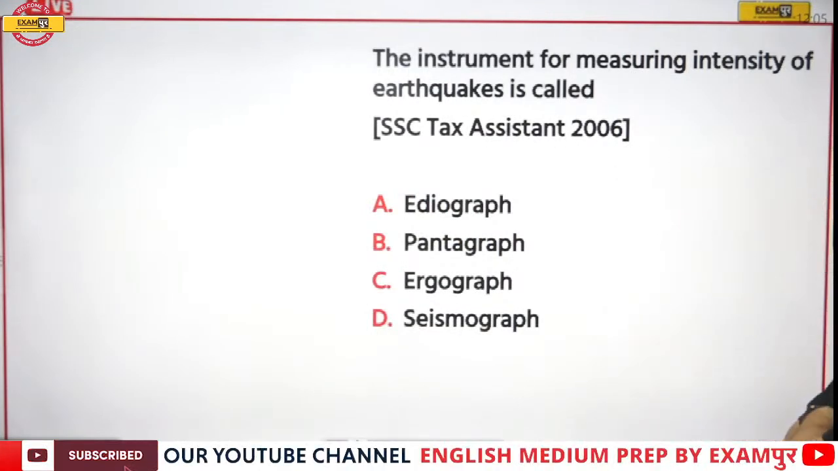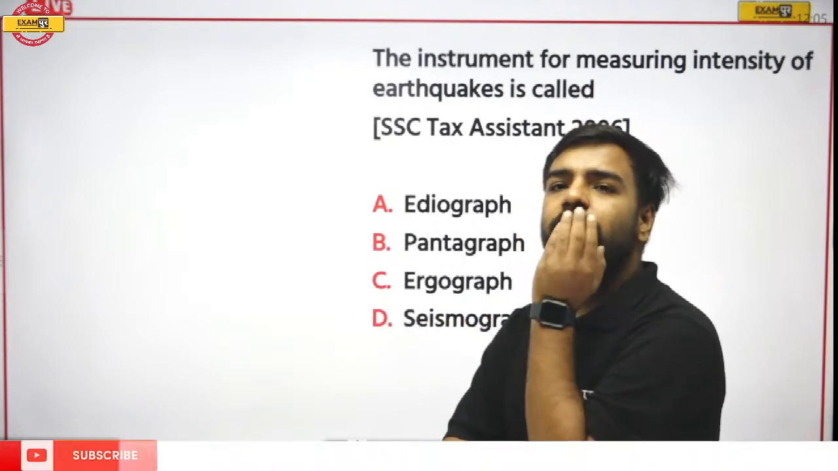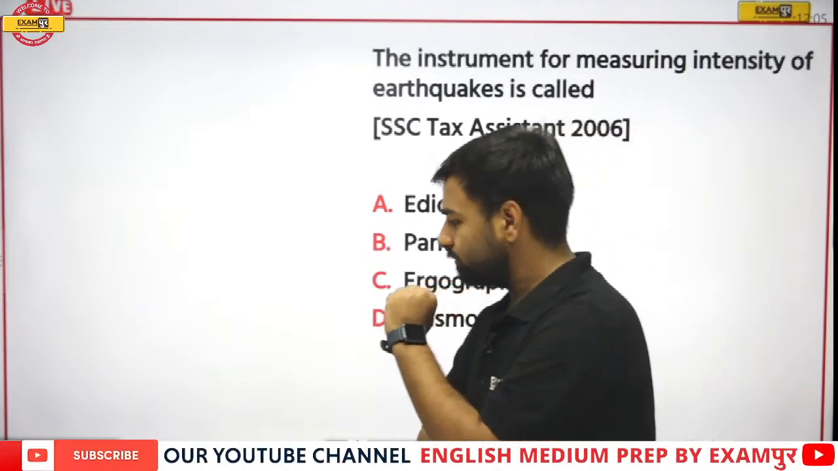Is it ideograph? Is it pantograph? Is it ergograph? Is it seismograph? What is it? What is going to be the correct answer? Waiting.